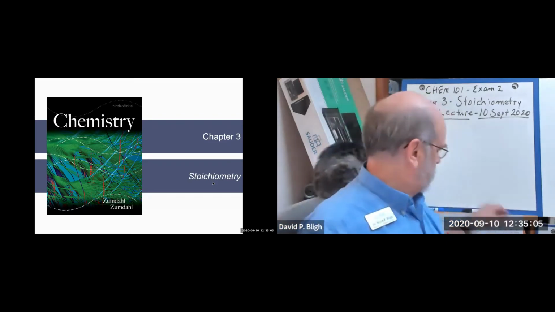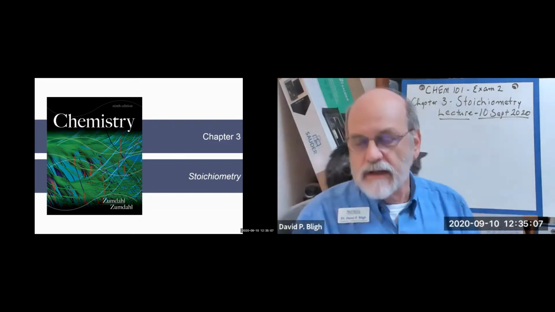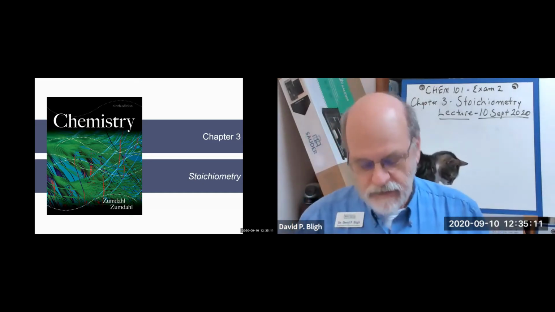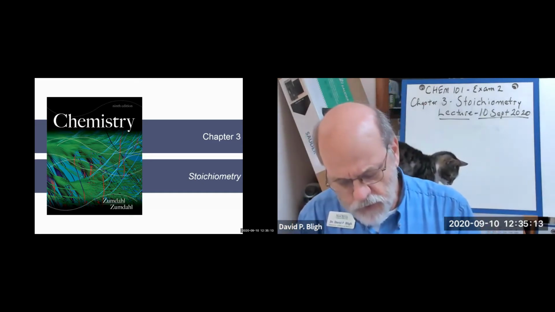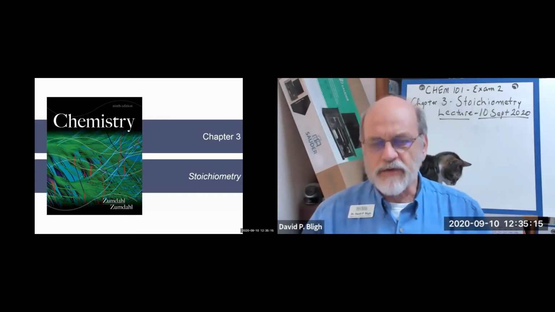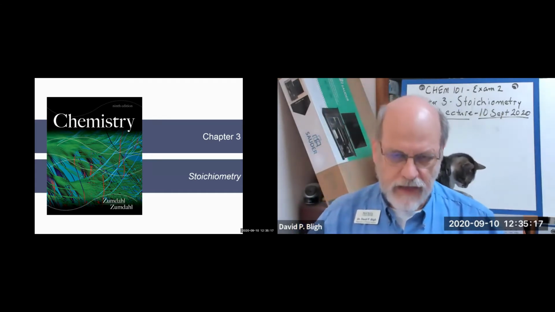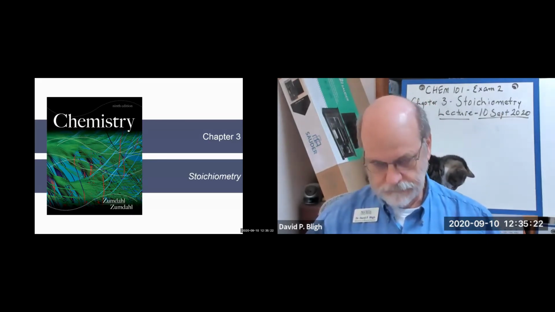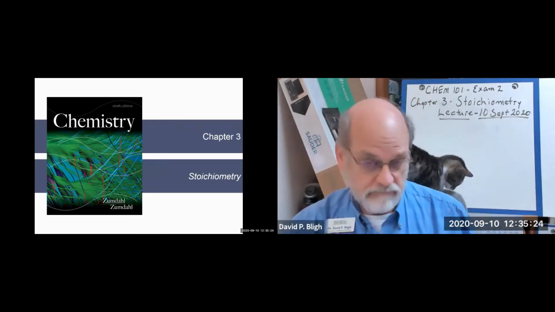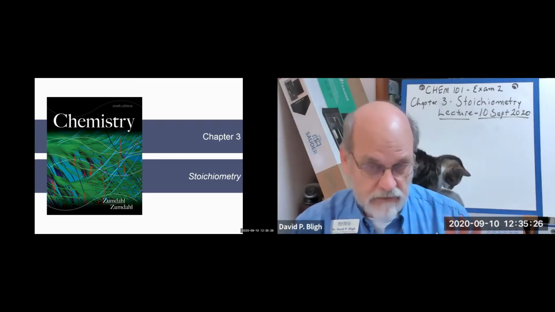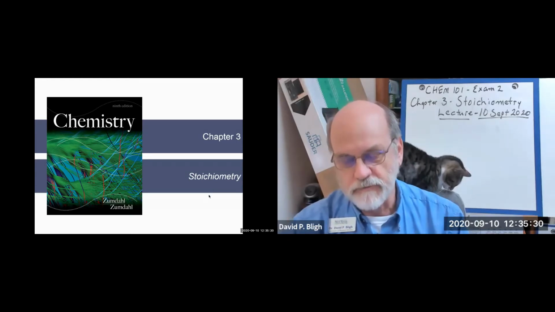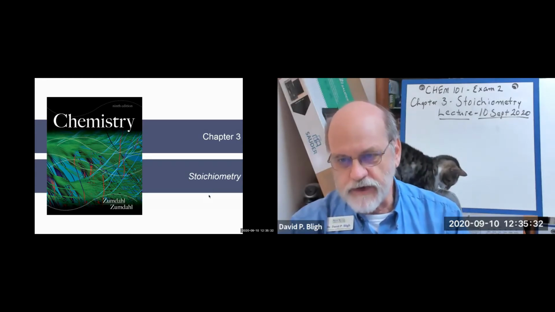Chapter 3 is on stoichiometry. So now we've come through learning the symbols, learning how to put compounds together and name them. And now we're going to start digging into what we can do with that information. And that brings us to stoichiometry.